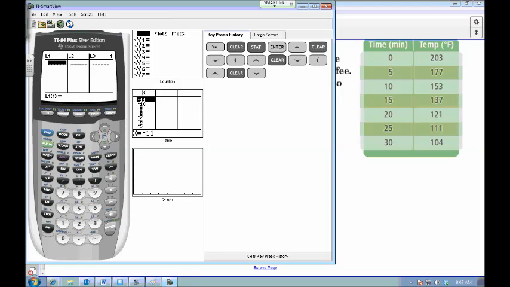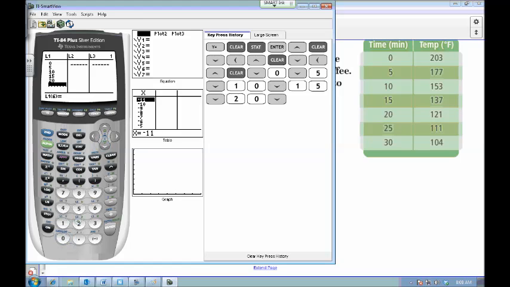Okay, time to insert. At the top, please make sure you're in L1. You have to know where you're inserting your data. Just like on the computer, you have to know where you save your file or you're never going to be able to find it. L1 would be our times. Fill in L1, counting by 5s from 0 to 30.